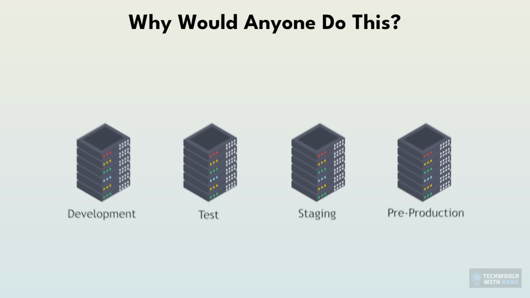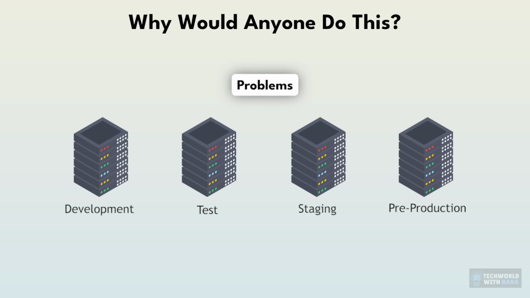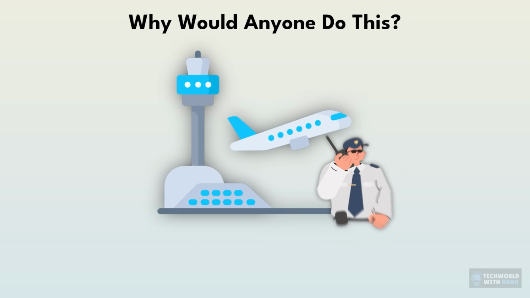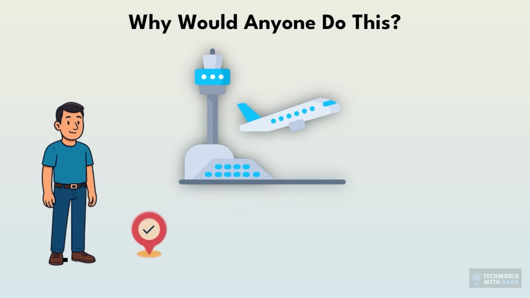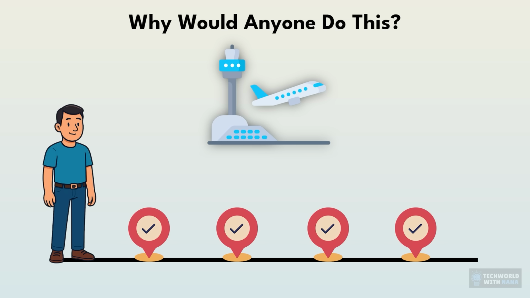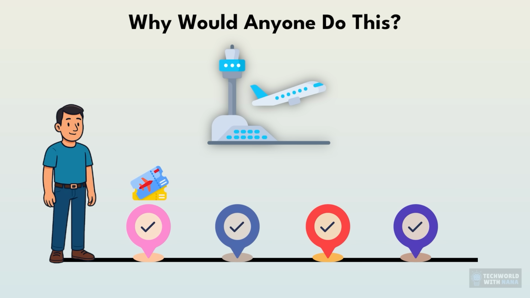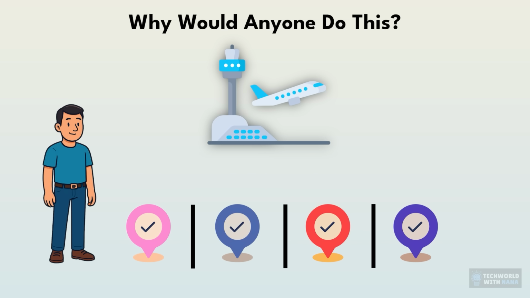But here's the logic behind it. Each environment catches different types of problems. An analogy here would be an airport security. You might think going through multiple checkpoints is an overkill, but each checkpoint checks different things. One checks your ticket, then the next one checks your ID or passport. Another one scans your bags. Then there is another one that does body scanning. So multiple layers that each check for different things for the same person.